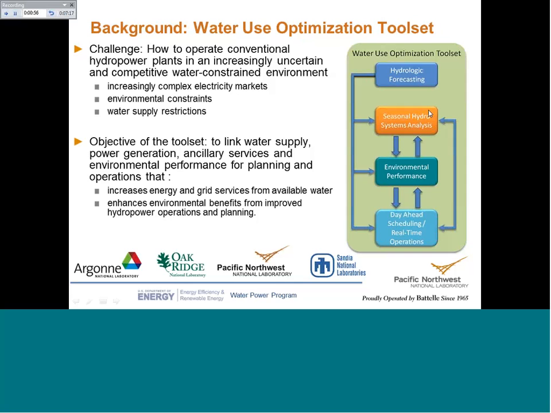The way it works, it's a combination of different national labs. We have Argonne National Lab, Oak Ridge, Pacific Northwest, and Sandia. And the toolset has 4 components that are each led by one of those national labs. The hydrological forecasts are providing products to the seasonal operations optimizer, which is starting with a day-ahead short-term reservoir optimization. And they both interact with an environmental performance component, where we're looking at the environmental flows and fish, so that we have the best compromise between the competing objectives.